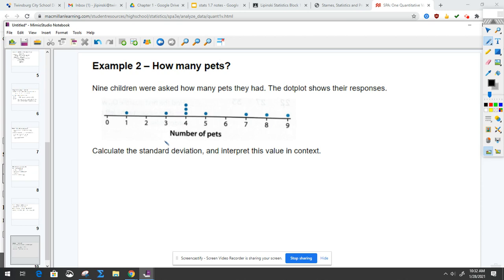The dot plot shows their responses. So here you can see a student had 1 pet, 3 pets, 4 pets 3 different times, and 5 pets, 7 pets, 8 pets, 9 pets. So we want to calculate the standard deviation.